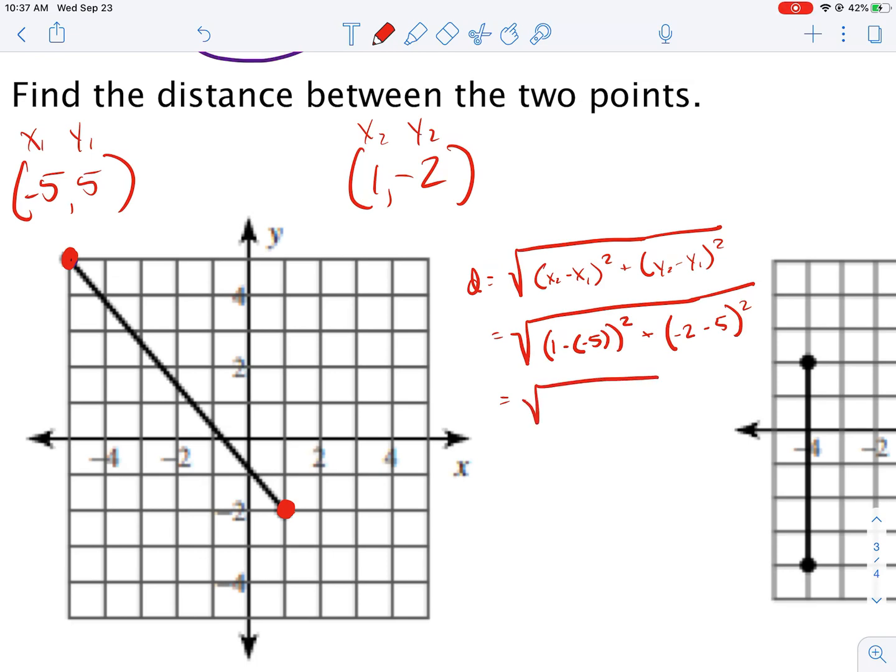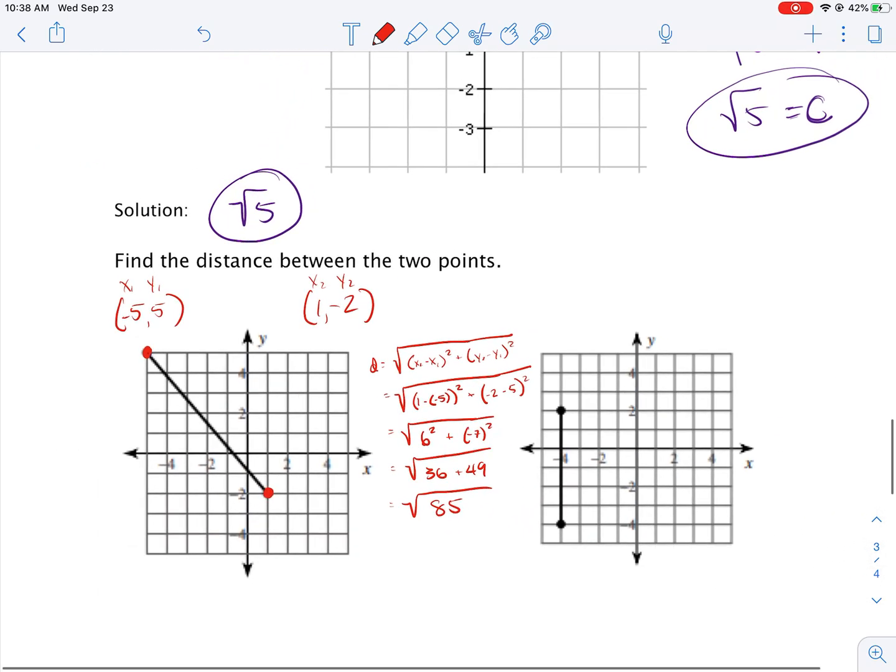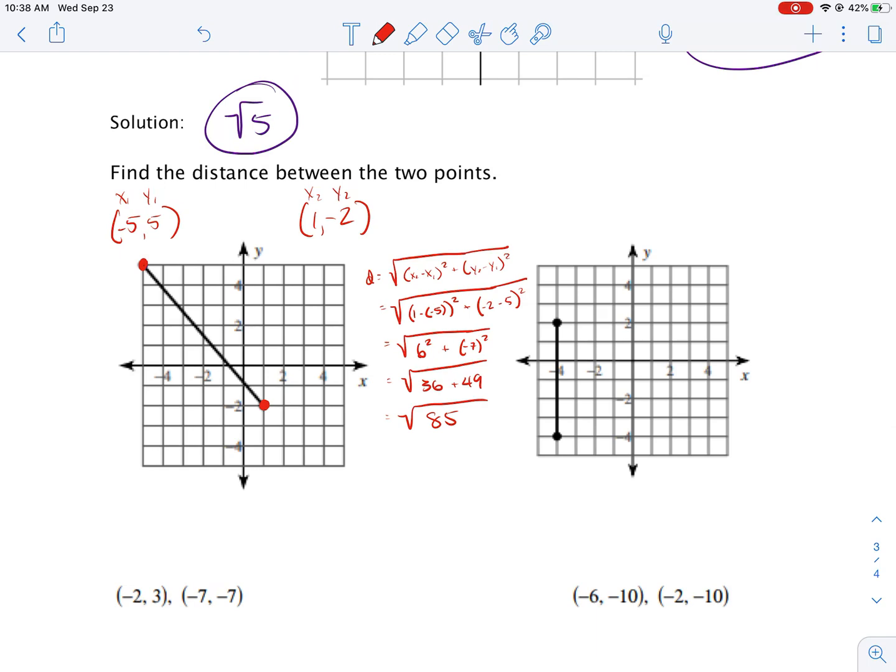All right, so this becomes 1 plus 5, so it's going to be 6 squared. Negative 2 minus 5 will be negative 7 squared. So we get 36 plus 49. 36 plus 49 is equal to square root of 85. Okay? Now, it's not simplified yet. I'm just going to verify using the Pythagorean theorem that we got the same thing.